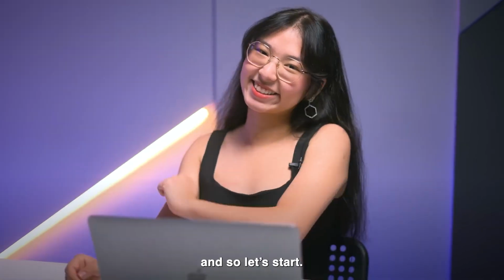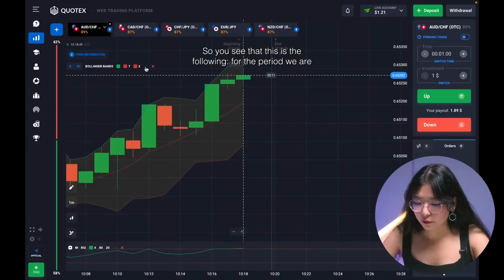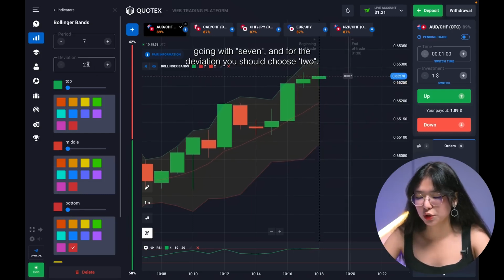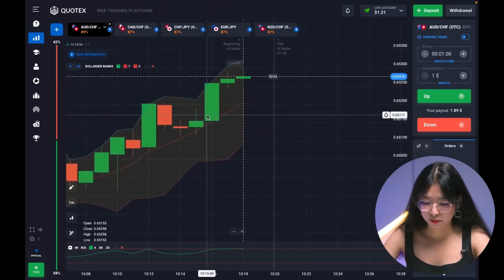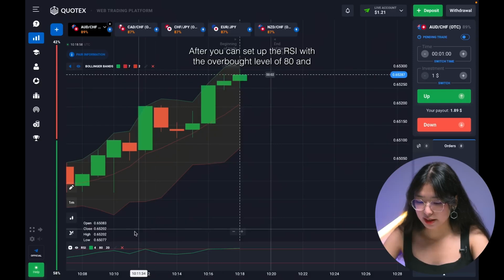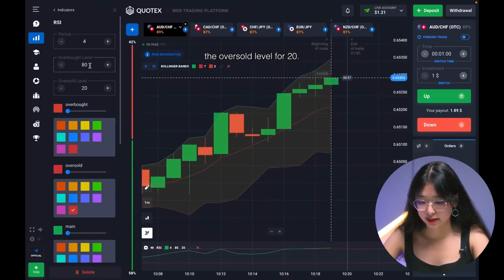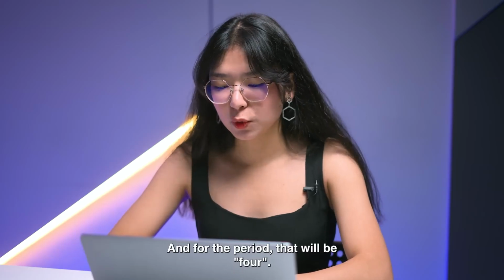And let's get started. So guys, you see that this is the following. For the period we are going with 7. For the deviation you should choose 2. After that you can set up the RSI with the overbought level of 80 and the oversold level of 20. And for the period that will be 4.